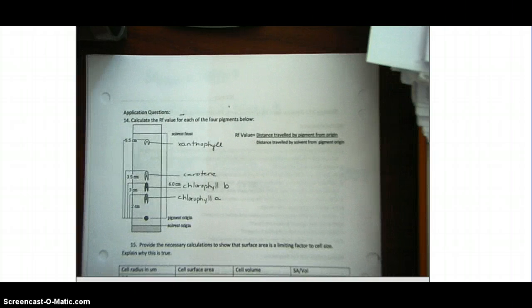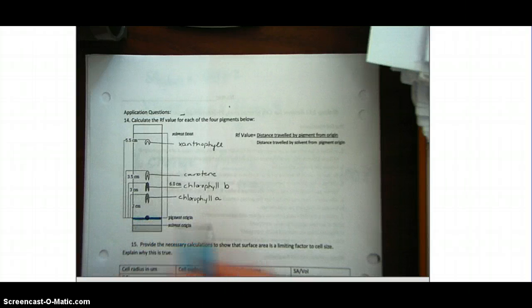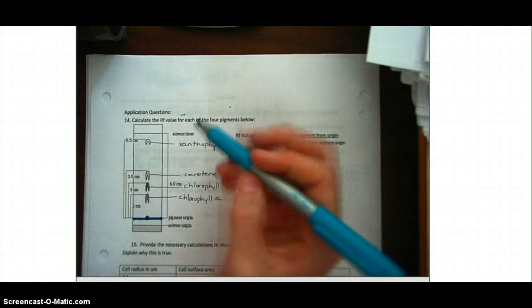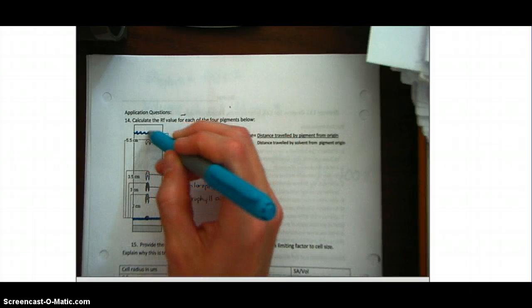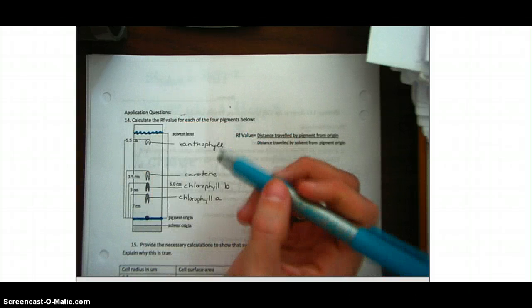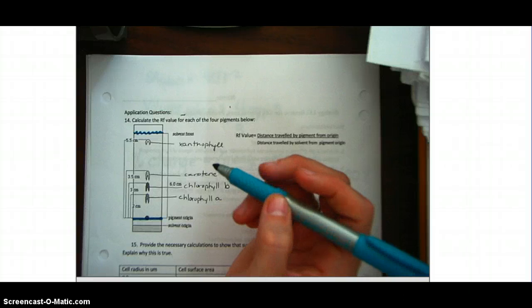Alright, so this is the lab that we did on Friday. As you can see, this is the chromatography paper, this rectangle. This is the place where the pigment was laid by the leaf, and so that is where the pigment origin is. The place where the solvent went to, which was acetone, which we marked with pencil, was up here. That's called the solvent front. That's how far up the liquid went.